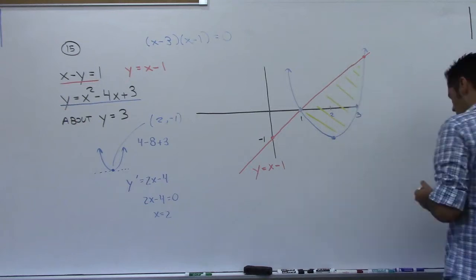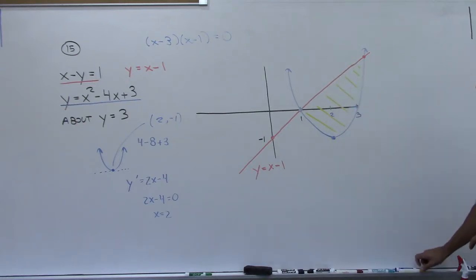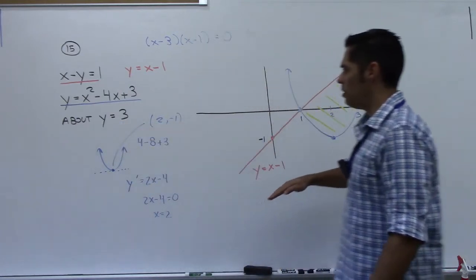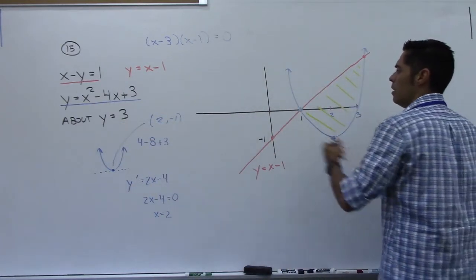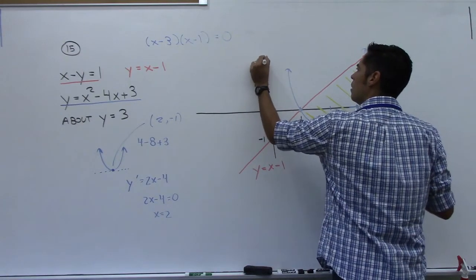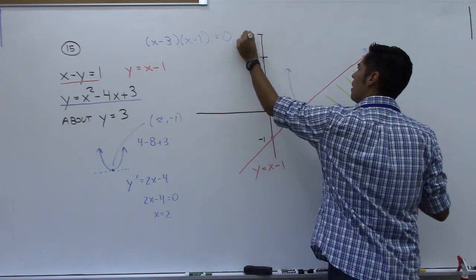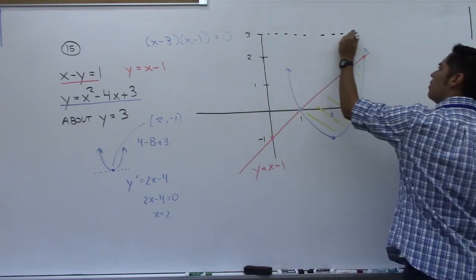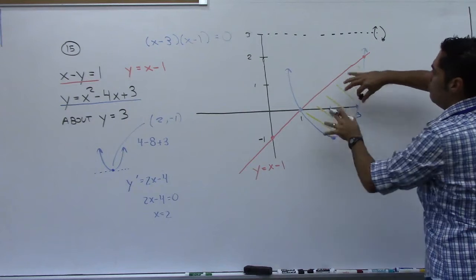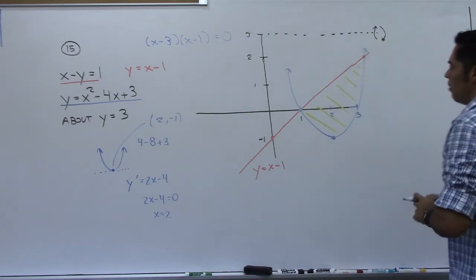It's right here. And we're rotating this about the line y equals 3. Now y equals 3 is a horizontal line, and it's moved up 3. So, 1, 2, 3 up here. So I'm rotating around that line. So that region's going to go around this line, and we're going to get some solid.